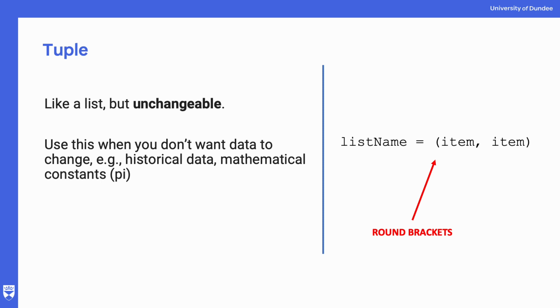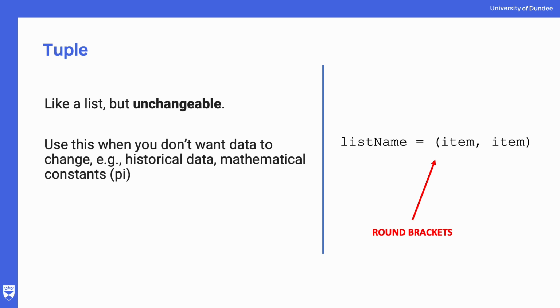A tuple is exactly the same. We can do the same kind of access where each thing has an index. But what's different is that a tuple is unchangeable. So I can't go adding things to it or taking things away. All I can do is define it at the very beginning, declare what I want inside, and then I can access things at a given index or a given position.